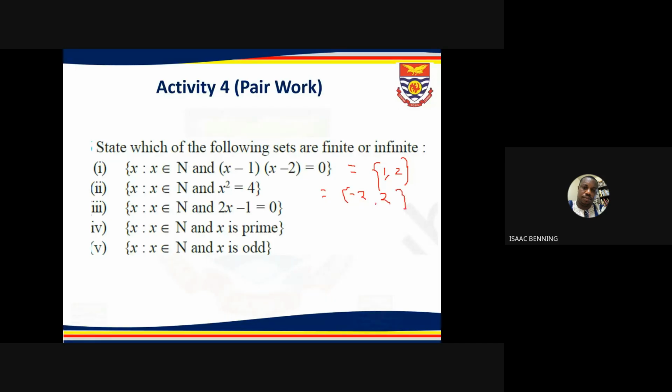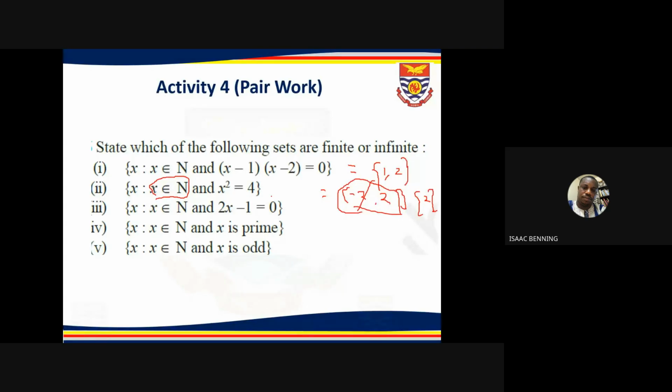Okay. Does anyone have a different view about this list as far as number two is concerned? Sir, the set is 2. Someone is also saying the set should be only 2. Why? Because we are dealing with natural numbers. So always look at the definition, look at the description before. Don't be in a hurry to draw conclusions. So the element is only 2, and that also makes it finite.